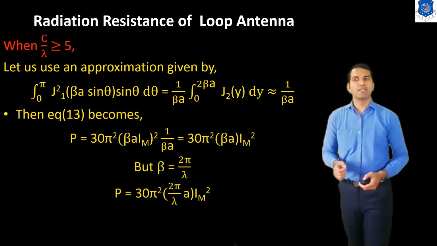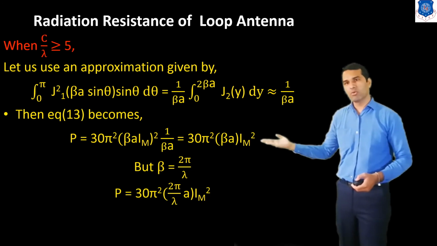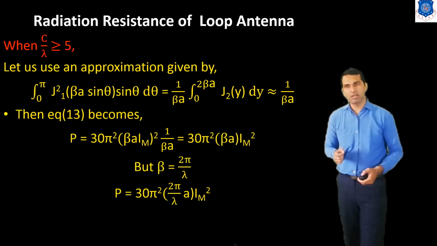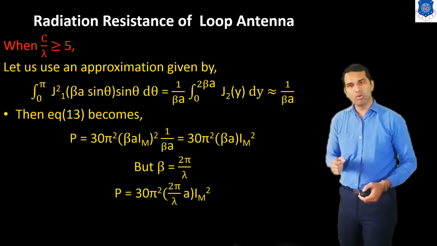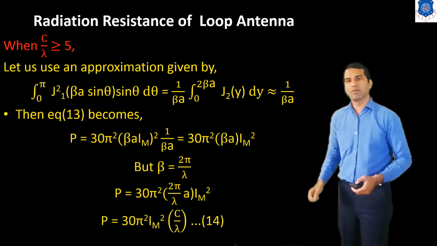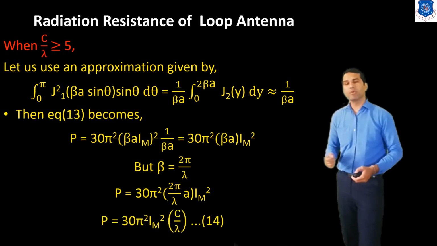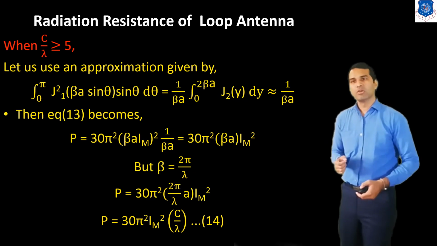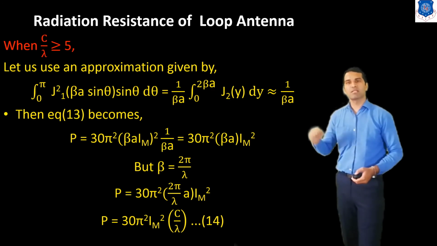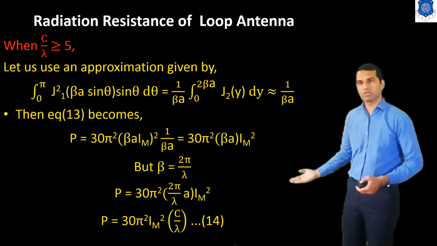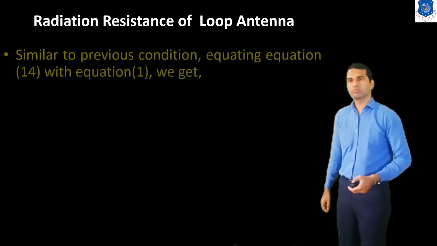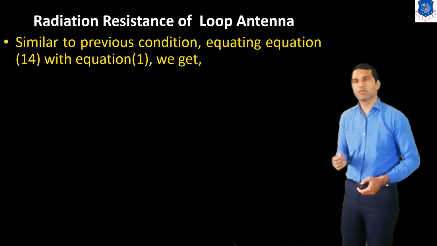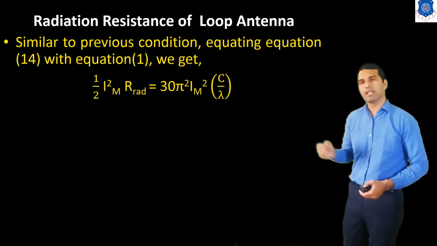But we know that beta is equal to 2 pi by lambda. So here we put the value of beta as 2 pi by lambda. So we can write P is equal to 30 pi square 2 pi by lambda a into Im square, and we can write this equation as P is equal to 30 pi square Im square C by lambda. So when C by lambda is greater than or equal to 5, the P equation becomes this.